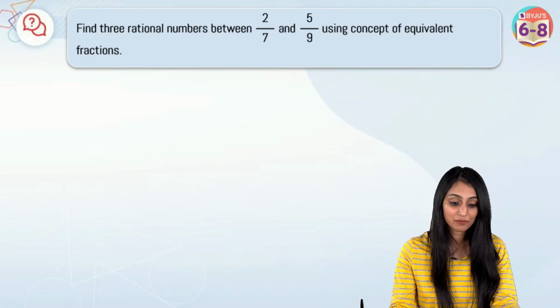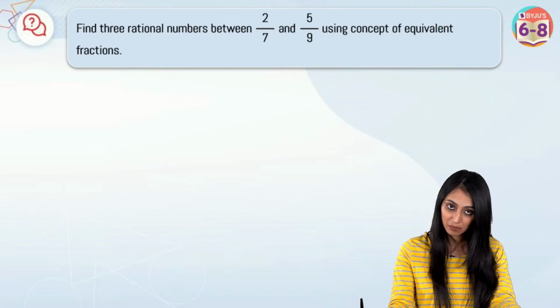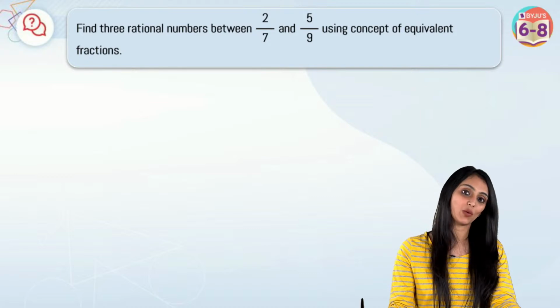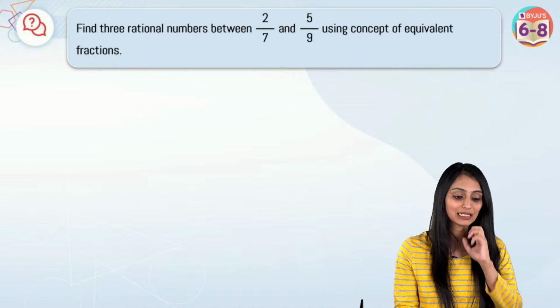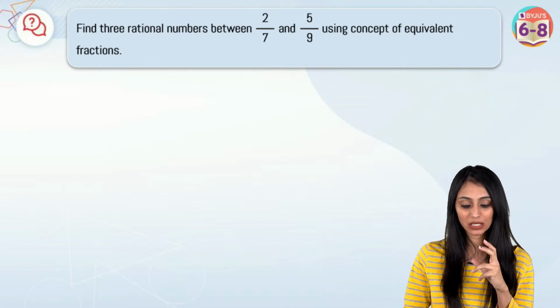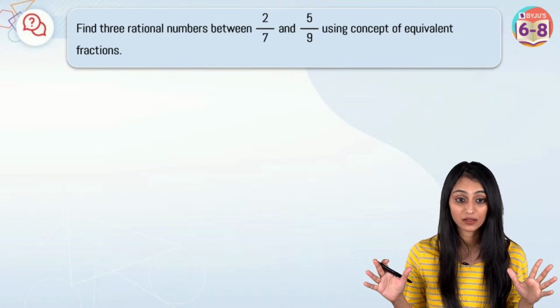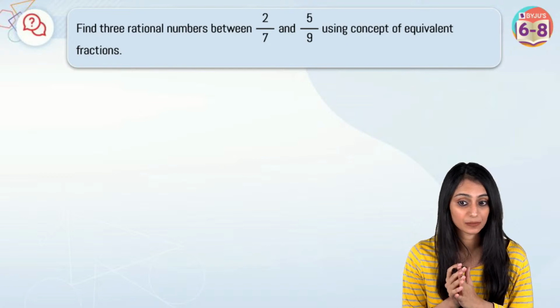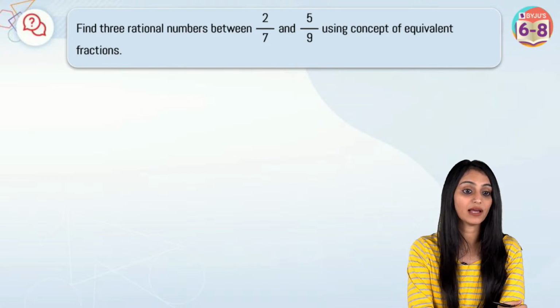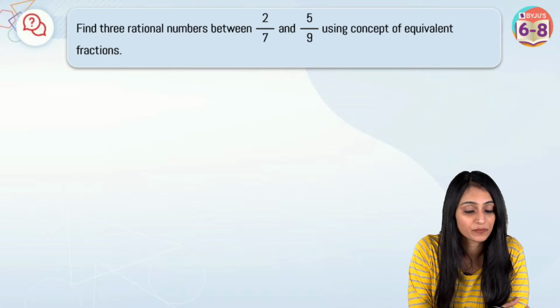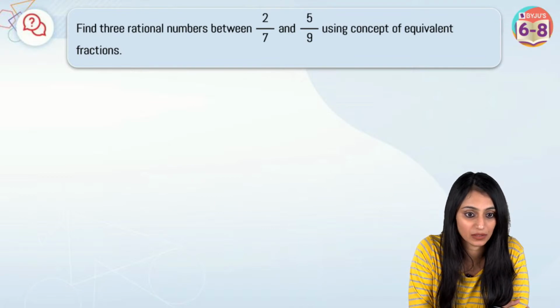Find three rational numbers between 2 by 7 and 5 by 9 using the concept of equivalent fractions. So you all know this concept. Quickly tell me, what three rational numbers will come in between using equivalent fractions? There can be a lot of rational numbers. It's not necessary that you all give the same answer because infinite numbers are there between them.